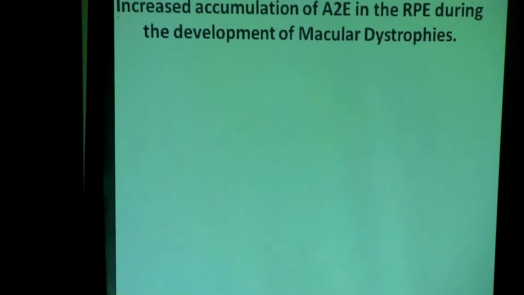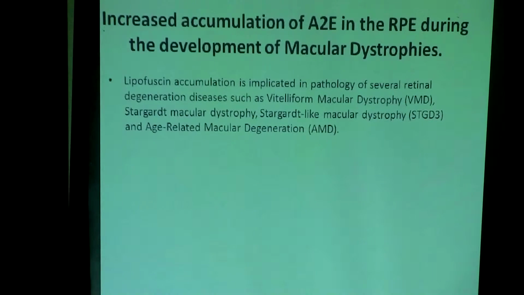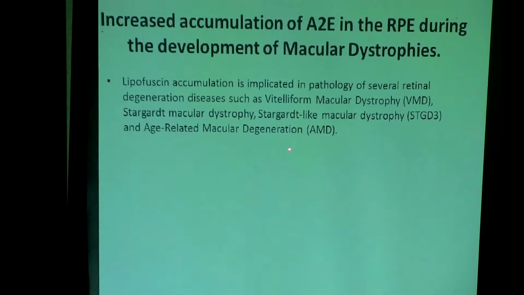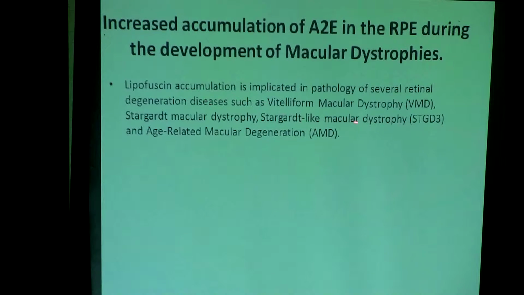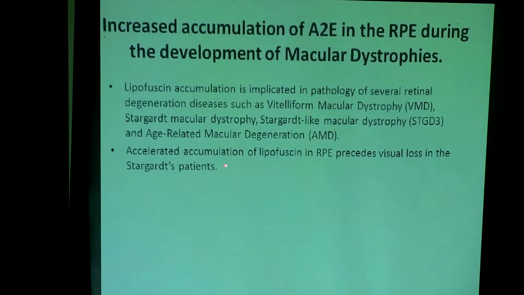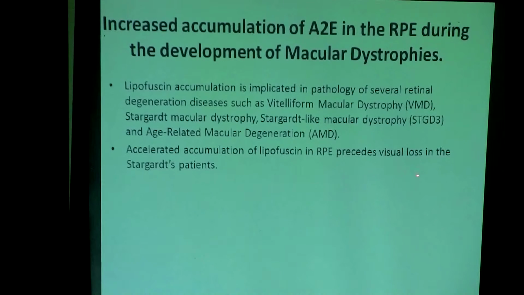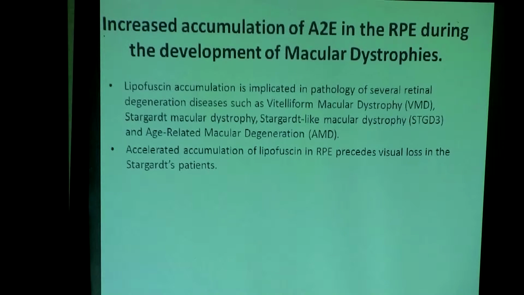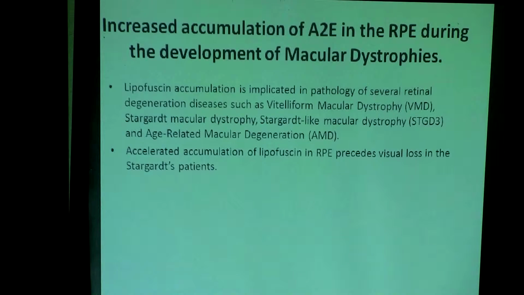But also, we have this lipofuscin accumulation, which is implicated in the pathology of several retinal degeneration diseases, such as VMD, Stargardt macular dystrophy, and AMD. Also, accelerated accumulation of lipofuscin in RPE precedes visual loss in Stargardt's patients. And Stargardt's is considered to be a juvenile form of AMD.